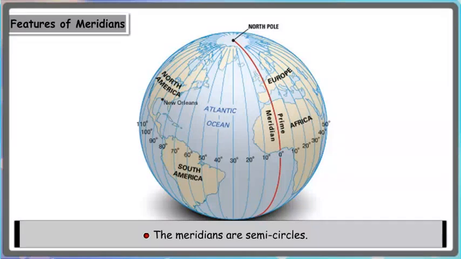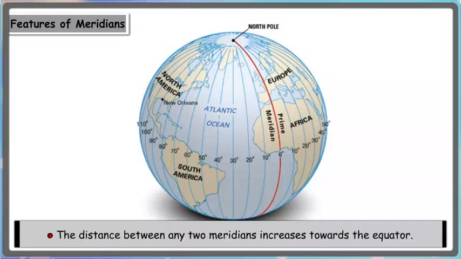Features of meridians. The meridians are semicircles. The distance between any two meridians increases towards the equator.